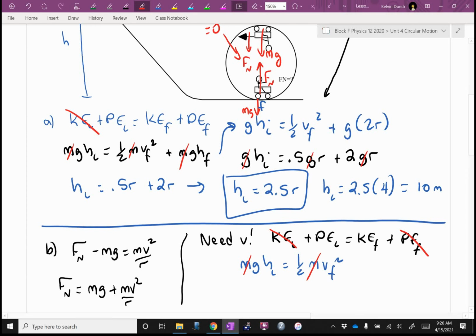How would I get the v by itself? Oh, I'm not going to get the v by itself. Since it's a v squared over here, I'm going to get the v squared by itself and just save myself a little bit of work. I think I'm going to get this. v squared, v final squared, v at the bottom squared, equals 2g h initial. But wait. What did I write for h initial in the box? v squared equals 2g times 2.5r.